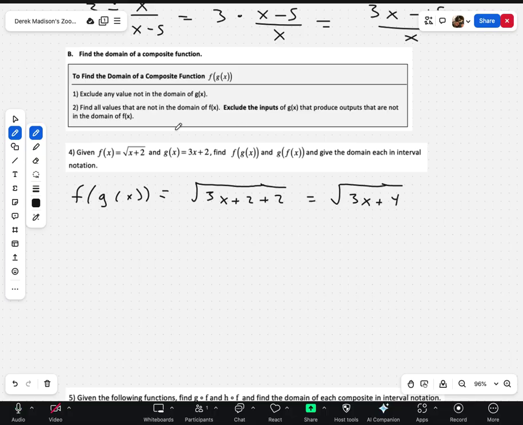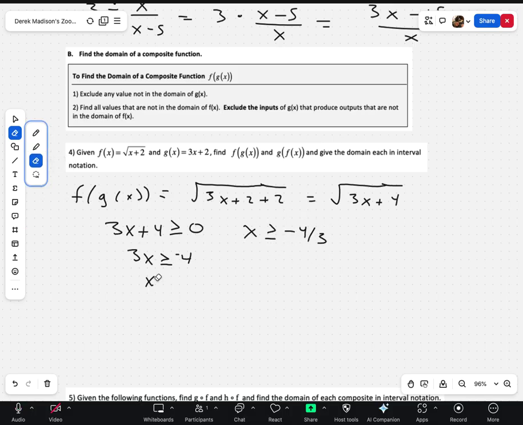So this would be the composition of the two functions, and then to find the domain, we would say 3x plus 4 has to stay greater than or equal to 0. Bringing the 4 over, we have 3x has to be greater than or equal to negative 4. And then x has to be greater than or equal to negative 4/3. And in interval notation, that would be bracket negative 4/3 and to infinity.